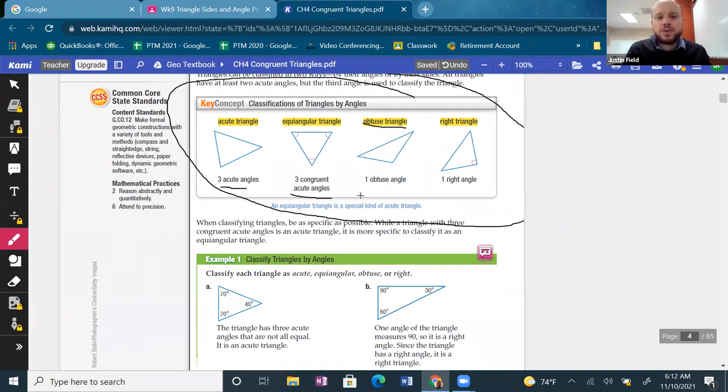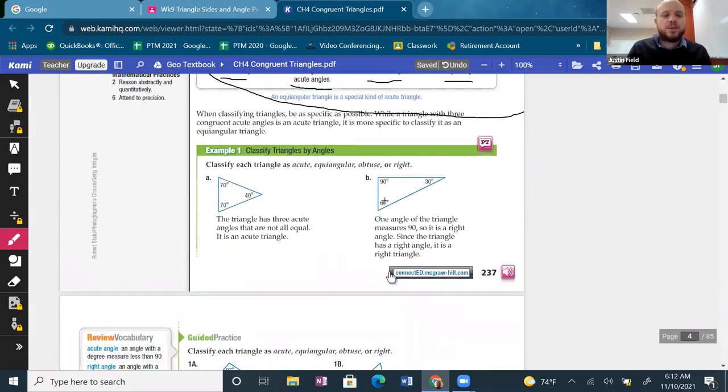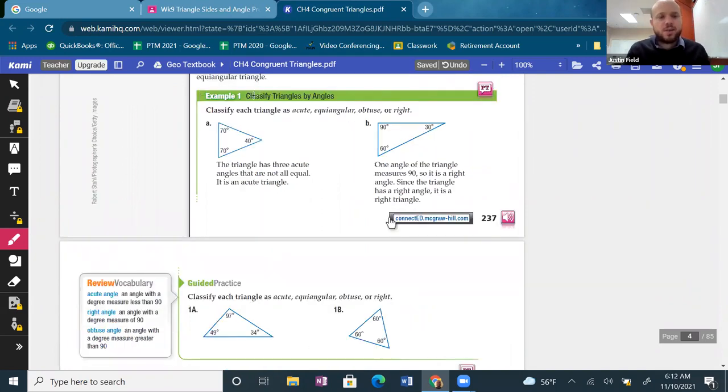What is an obtuse triangle? It's a triangle with one obtuse angle. What is a right triangle? It's a triangle with a right angle. All right, easy. But remember, in geometry, we must know our definitions. All right, then we build off of that.